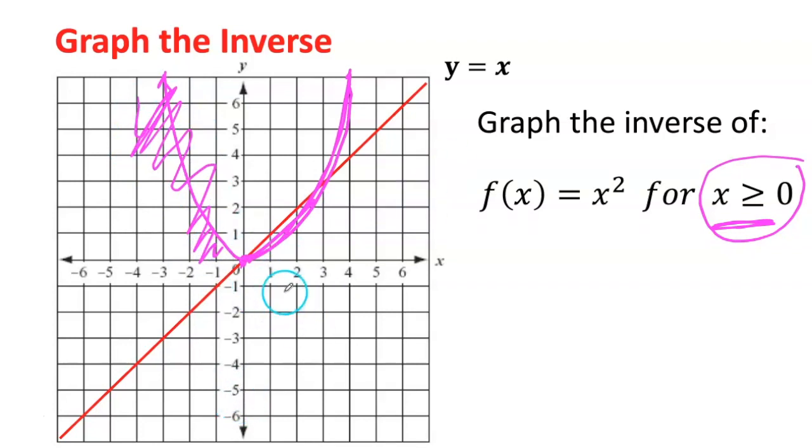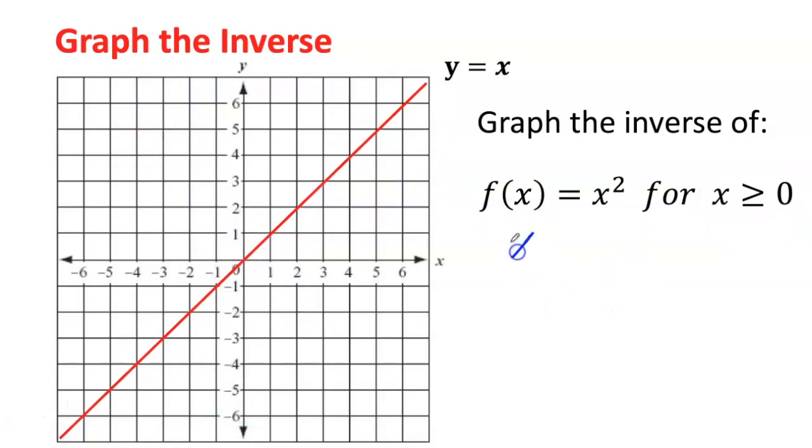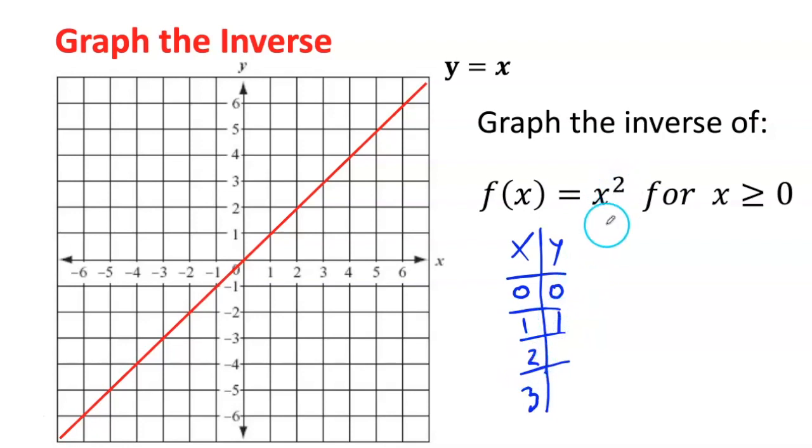So let's graph that. The easy way to do this is to create a table of values and flip the values. Because I want greater than or equal to 0, my first value is going to be 0, then 1, 2, 3. Plug it in here: 0 squared is 0, 1 squared is 1, 2 squared is 4, 3 squared is 9. And now this is going to be out of my graph.